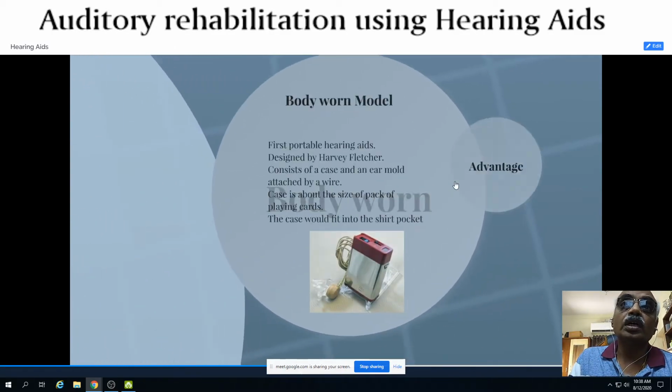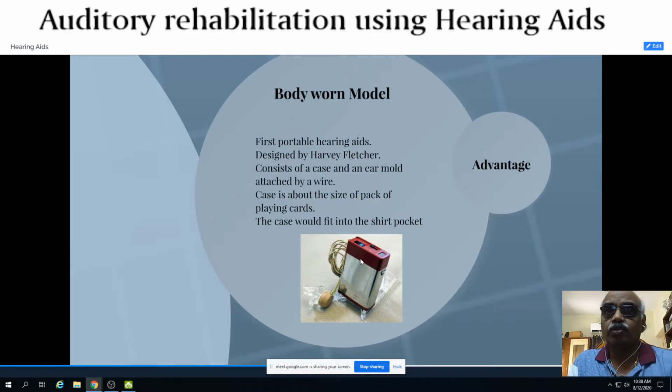So let us go to the body-worn hearing aid. This is a photograph of the body-worn hearing aid. This aid has the size of a cigarette box or a pack of cards. These were the first portable hearing aids to be introduced, designed by Harvey Fletcher. It has a casing, which used to be made of aluminum or stainless steel, and the ear mold, and a wire attaches the ear mold to the casing.